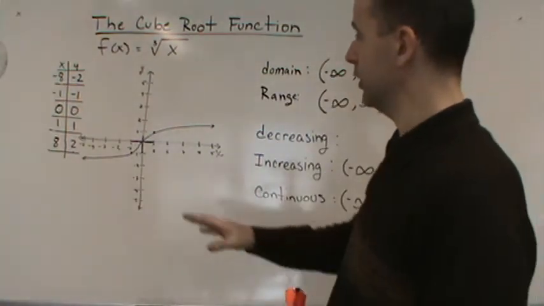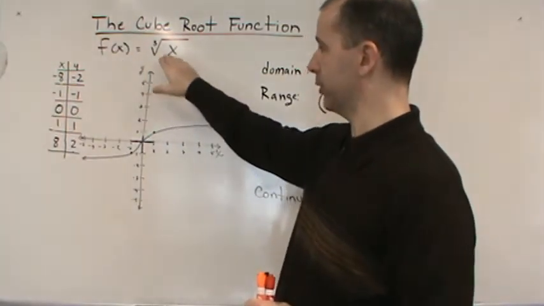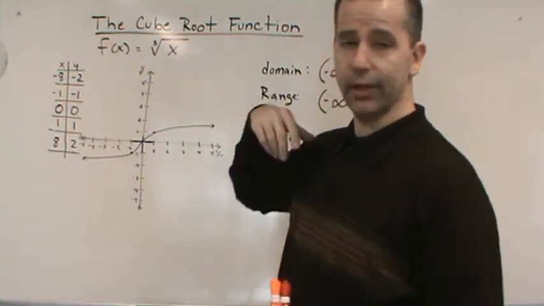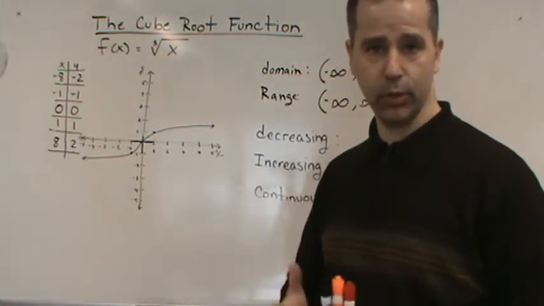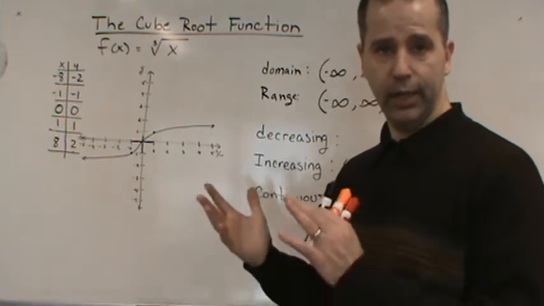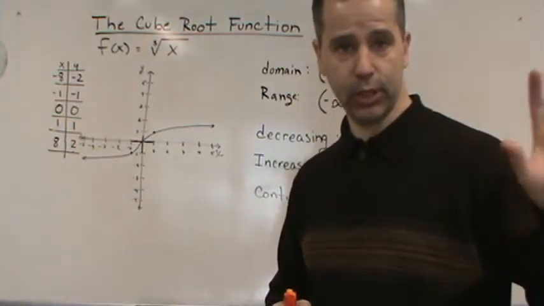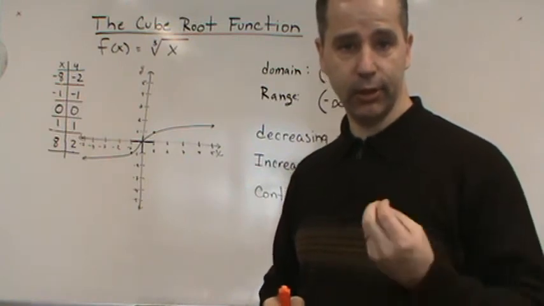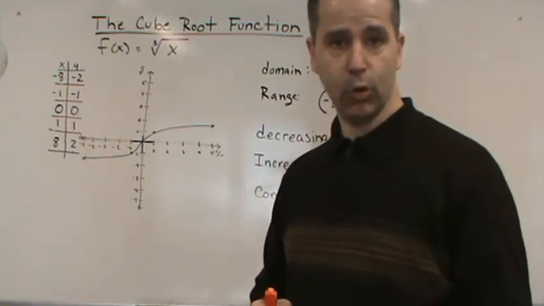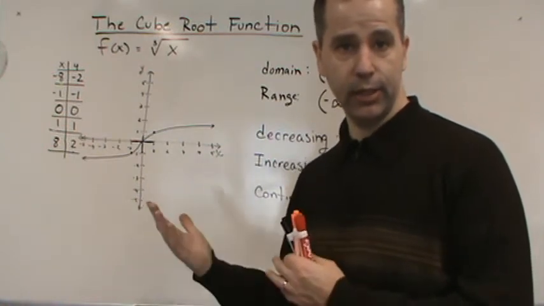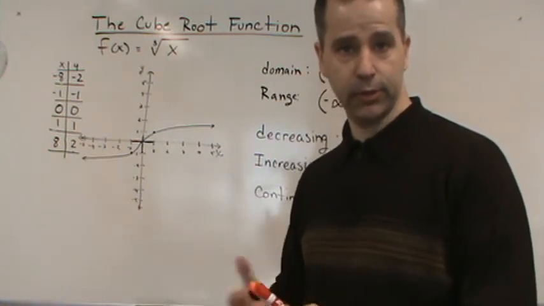So the cube root function, of course, is going to be of the form cube root of x. Just like with the square root of x, we're going to be dealing with the cube root of x. Now the thing with cube roots, remember back when we talked about odd roots, functions that have odd roots have no restrictions on the domain and the range, unlike even rooted functions.